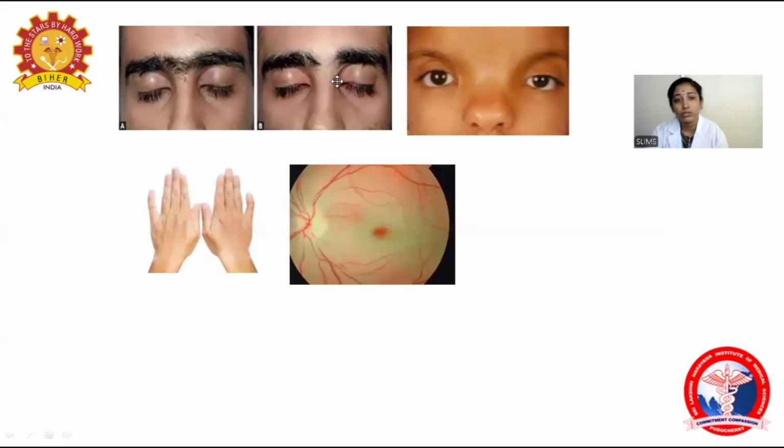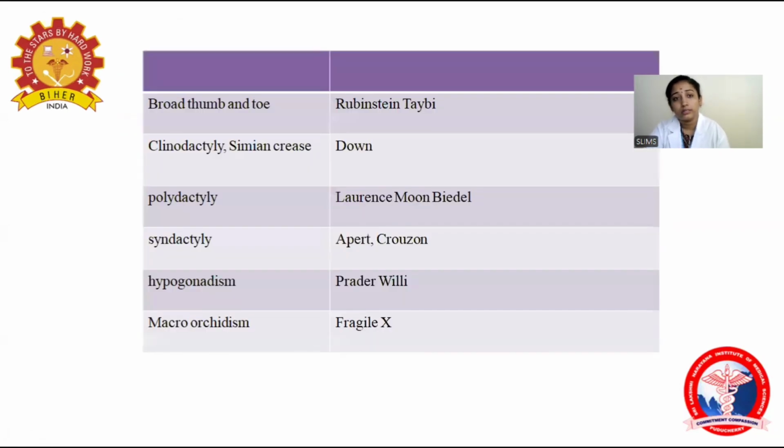So these are the images showing signs of this. This is an example of hypertelorism. Okay, this is clinodactyly, that is curving of the little finger. This is an example of a cherry red spot. Next, broad thumb and toe, seen in Rubinstein-Taybi syndrome.